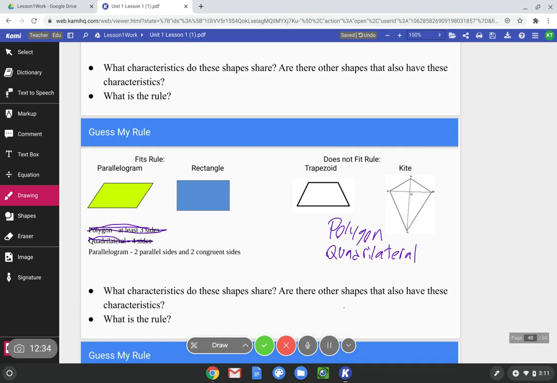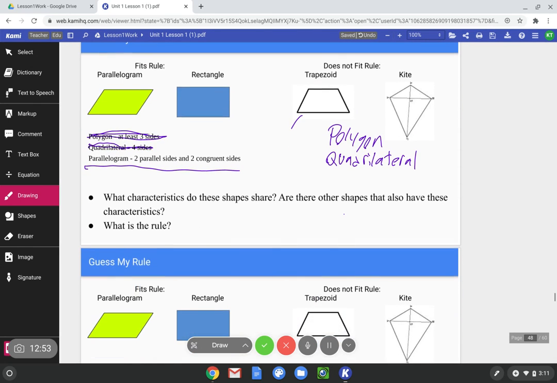Parallelogram and a rectangle are both in the parallelogram family, but a trapezoid is not because it does not have two parallel sides and two congruent sides. And a kite definitely does not have two parallel sides and two congruent sides. So I'm going to put that in. That is my answer. That the rule is it must be parallel. It must be parallelogram.